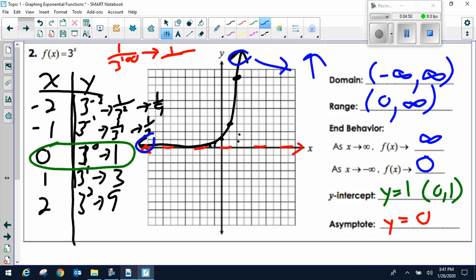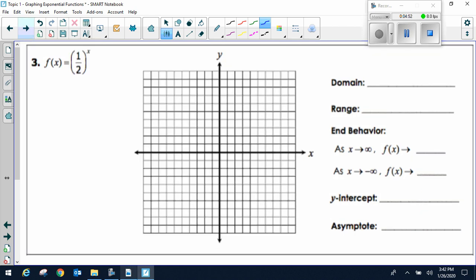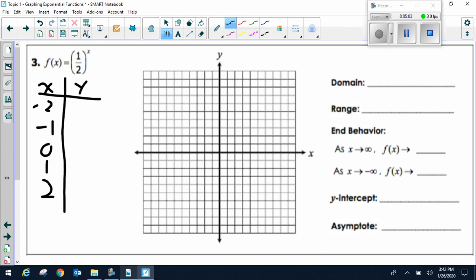All right, let's take a look at another one. And let's look at 1/2. So again, make yourself an XY chart. Again, do -2, -1, 0, 1, and 2.